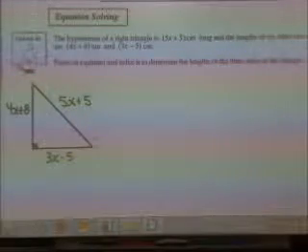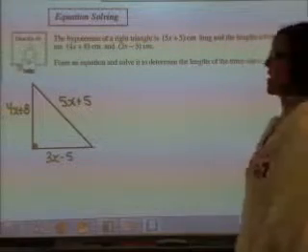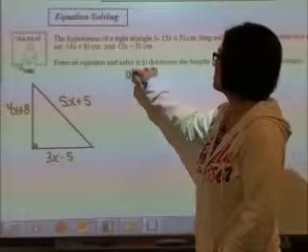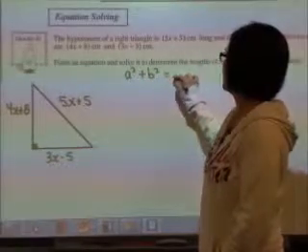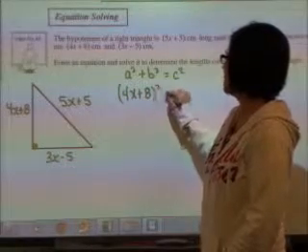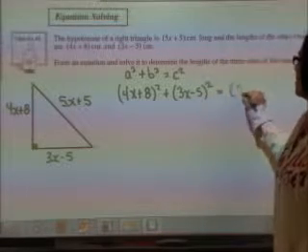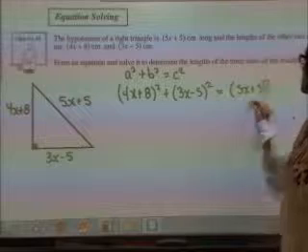So I have a triangle, I have it labeled. Now what can I do? What do I know exists in that triangle relationship? Angles? Do I know what the angles are? No. Oh, you know, Pythagoras theorem. What's Pythagoras theorem? So that means (4x plus 8) squared plus (3x minus 5) squared equals (5x plus 5) squared.